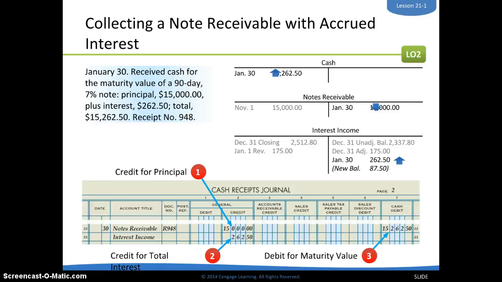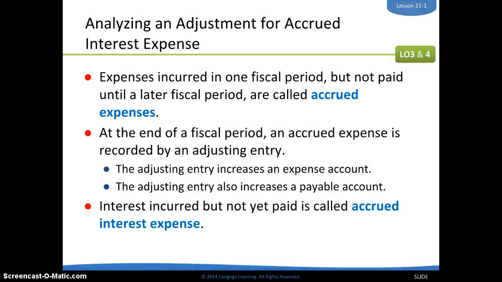Now this, granted, is only January 30th. It could be June 30th before I get paid on a note receivable. That's a long time to try and remember back. So the reversing entry helps with that.